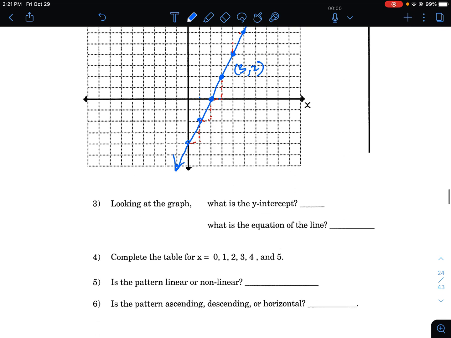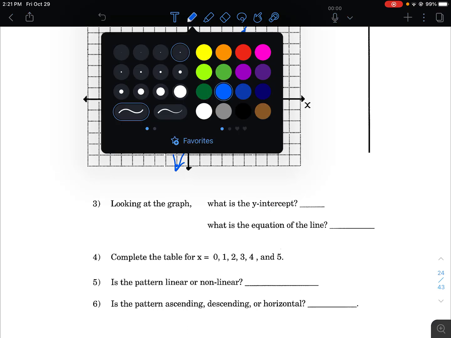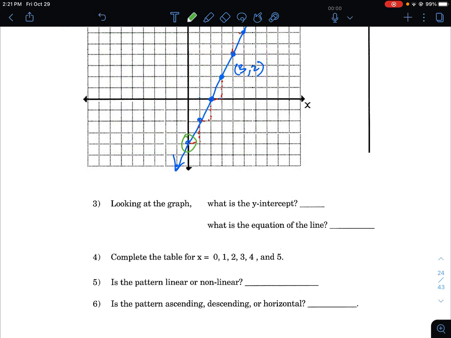All right, look at the graph. What is the y-intercept? The y-intercept is this point right here. It's where the line touches the y-axis. That's the b. And that point is 0, 1, 2, 3, 4. 0, -4. So that means my y-intercept is -4, because x is always going to equal 0 at the y-intercept.